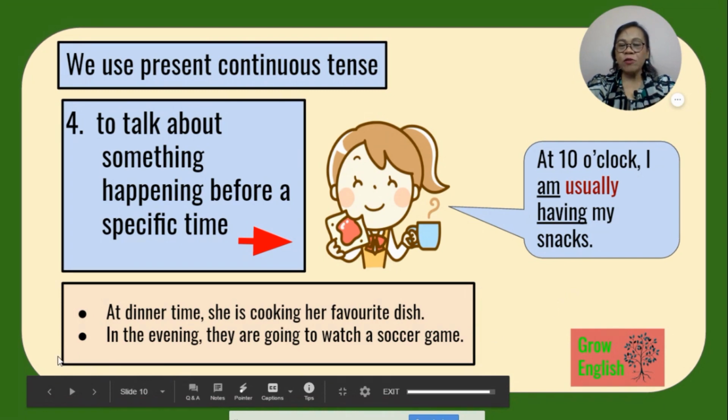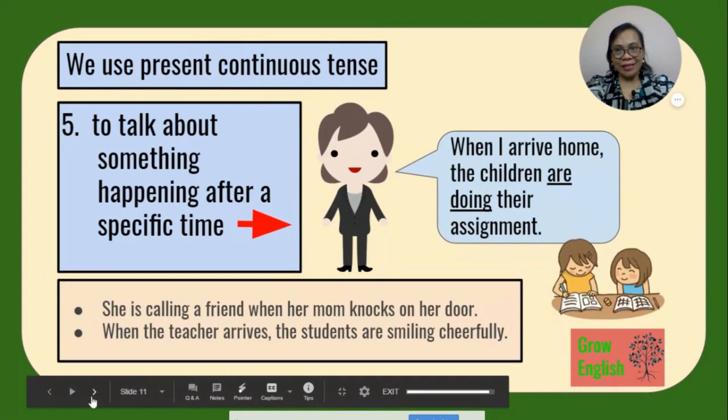Now, the next two examples are: at dinner time, she is cooking her favorite dish. Okay, you can find here the verb phrase where the present continuous is cooking. And in the next sentence, in the evening, they are going to watch a soccer game. Okay, I hope these examples are clear to you. So let's go to the next slide.